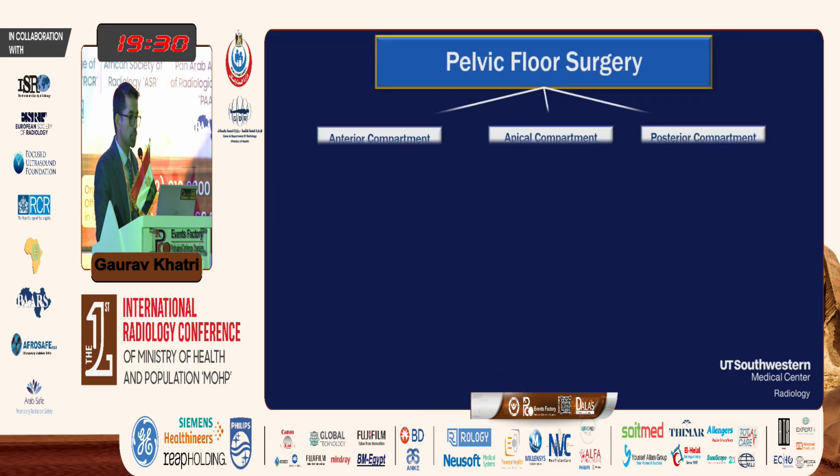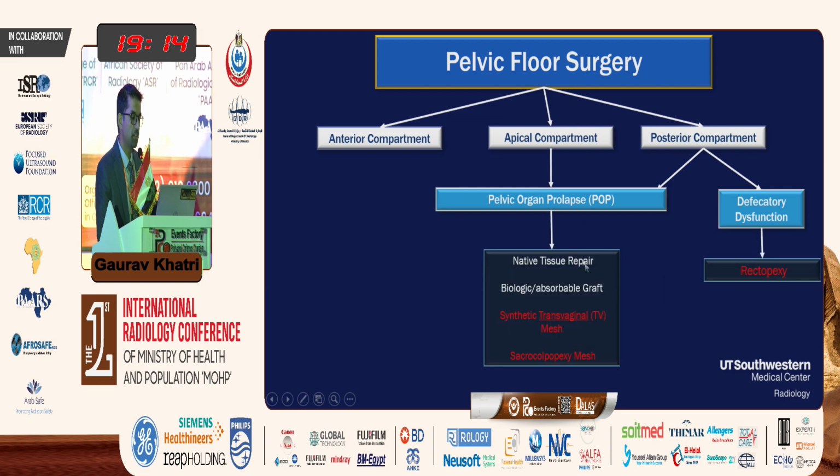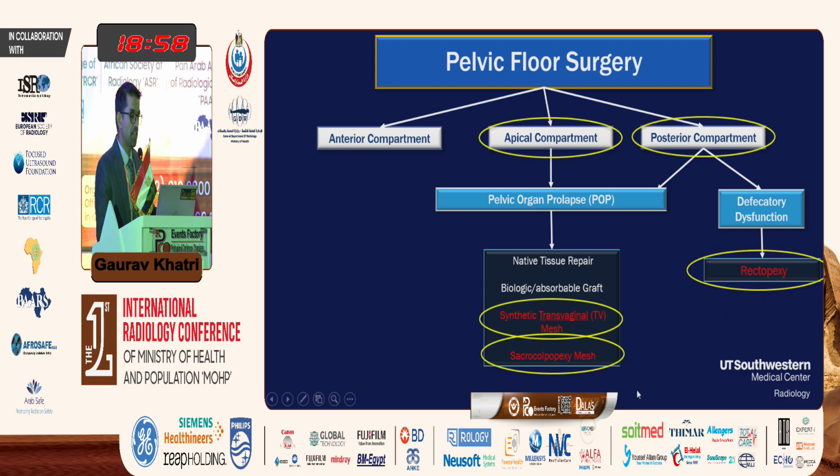So again, going back to our chart for the different pelvic floor surgery, we talked about the anterior compartment. Now we're going to focus on the apical and posterior compartment. And in the apical and posterior compartment, the big condition you're looking at is pelvic organ prolapse, as well as defecatory dysfunction. And so we will focus on repairs of pelvic organ prolapse, which include native tissue repair, biologic or absorbable grafts, synthetic transvaginal mesh, and transabdominal sacrocolpopexy mesh, as well as rectopexy. So we'll focus most of our time on the synthetic transvaginal mesh and the mesh sacrocolpopexy, and I'll show you an example of a rectopexy as well.